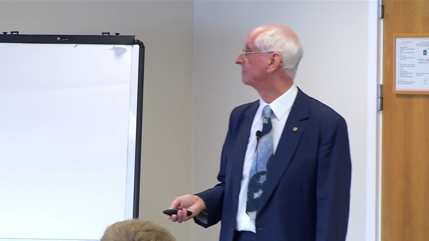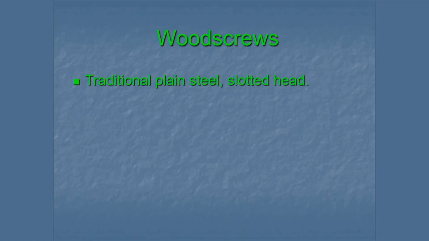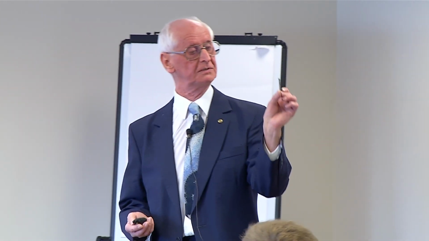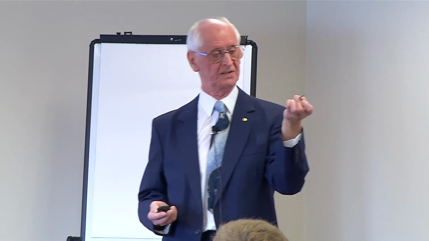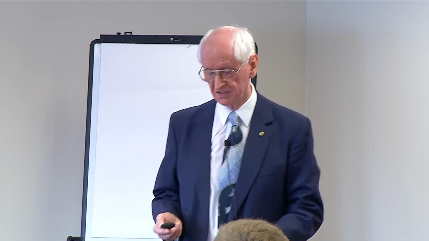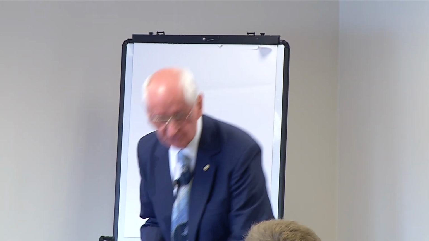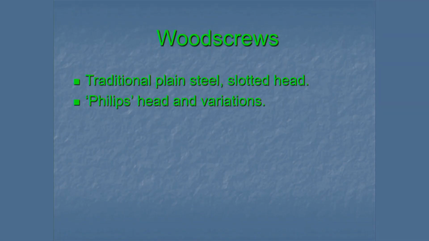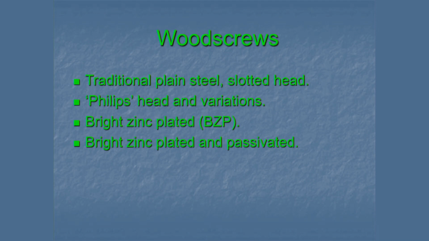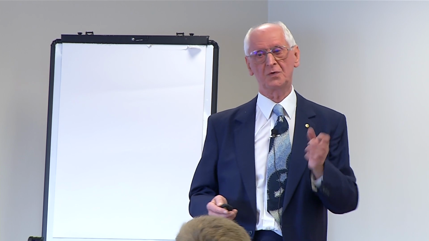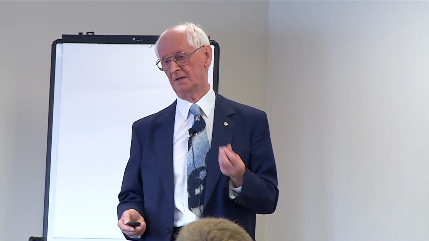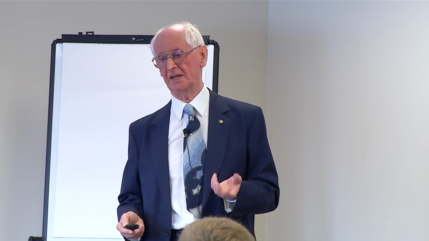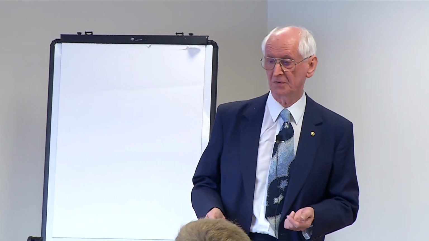So we talk about wood screws. Let's have a wood screw. Here's a nice wood screw. Plain metal, slotted head, countersunk, used for years and years and years until they decided to change them to Phillips and go up market with the screws. The Phillips head, there's several variations to that, as you know, Phillips and Pozidriv. Bright zinc plated, yes, you'll find those. And bright zinc plated and passivated, which, as I said, can give you a different colour to the screw. They tend to be more of a goldy colour, but the same colour. And stainless steel, of course.